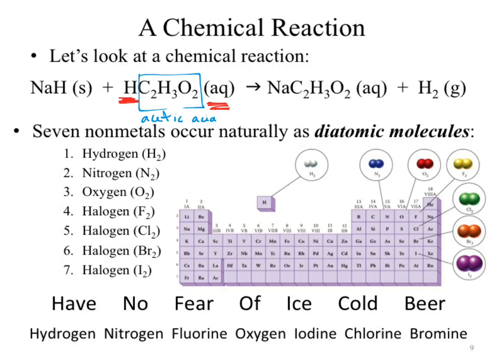We've got acetic acid. So we are taking solid sodium hydride and we are reacting that with acetic acid. What phase is the acetic acid? It's dissolved in water. So I'm taking solid sodium hydride and reacting it with aqueous acetic acid to produce sodium acetate, aqueous, and hydrogen gas.